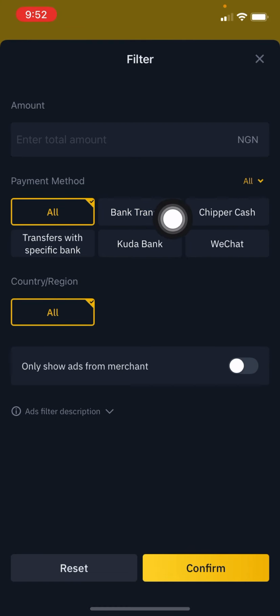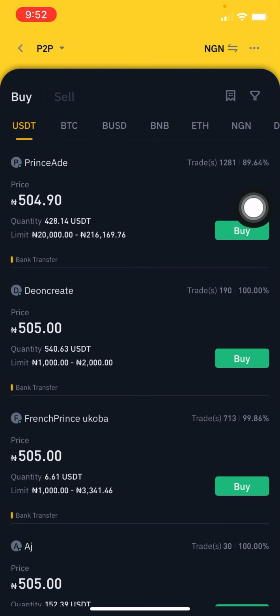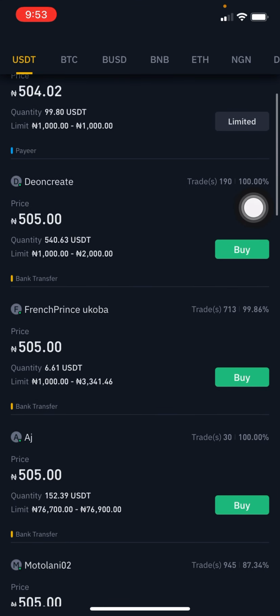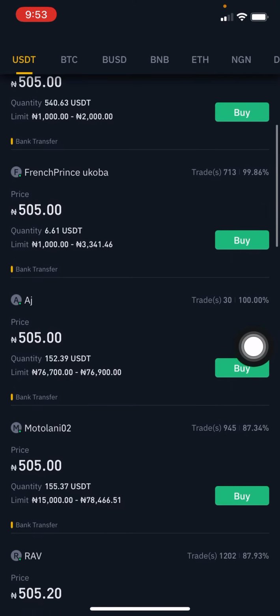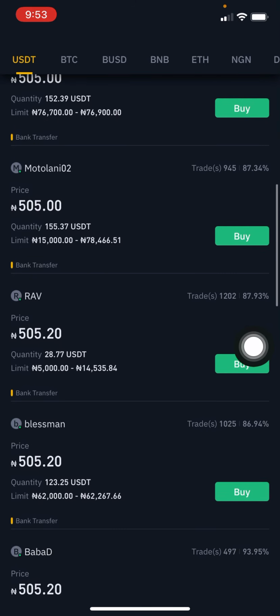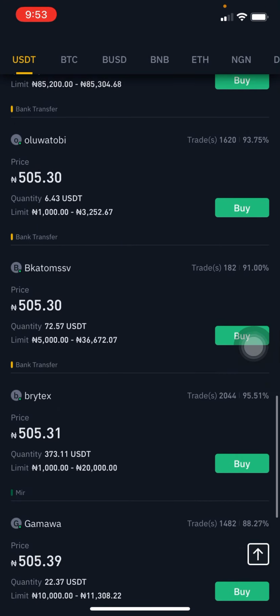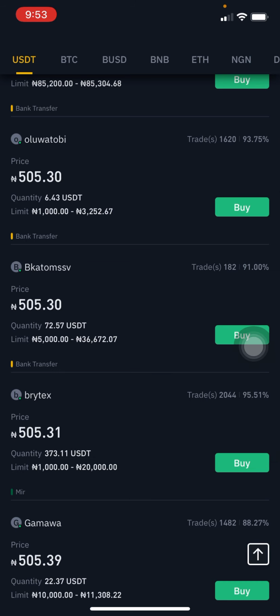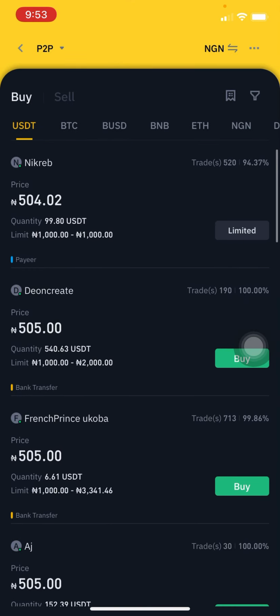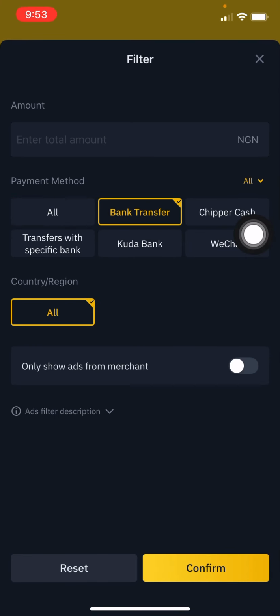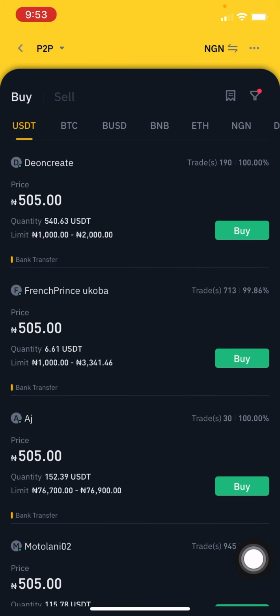Let me take it back to the normal stage. Here is showing all. So there are different methods of payment that sellers are accepting from here. Some accept crypto. So different means of payment. So the easiest step is for you to choose bank transfer. Go ahead and click on confirm. This is how to buy.